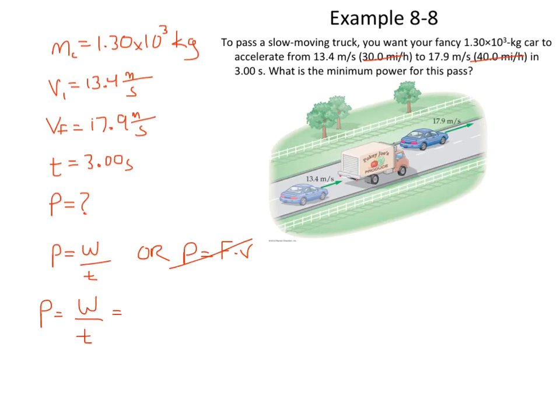Well, we do have some velocities, and we do have a mass of the car. What does that tell you? What kind of energy value does velocity and mass give you? Well, we know that kinetic energy, capital K, equals 1/2 mv squared. And we also know from our work-kinetic energy theorem that the work that is done equals a change in kinetic energy, which is K final minus K initial.